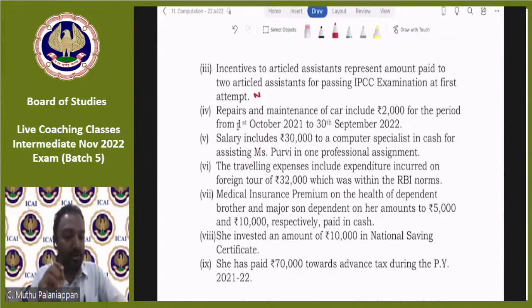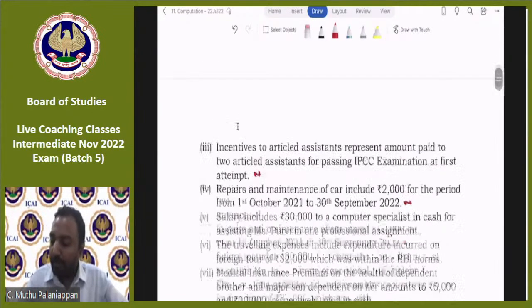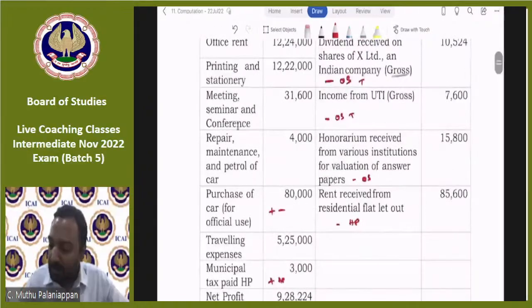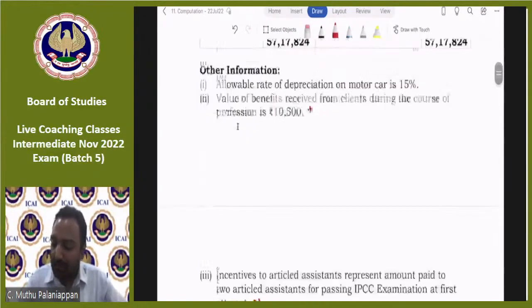So all that we need to do is say that since it is a cash accounting system, it is an allowed expenditure. We need not split this period because it is a cash accounting system. So that's what it is about. You write a note for repair and maintenance. So in repair and maintenance, you have a note to be carried out.